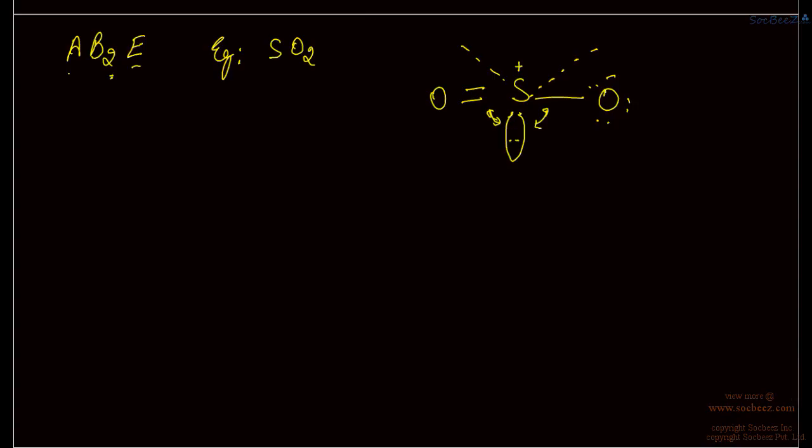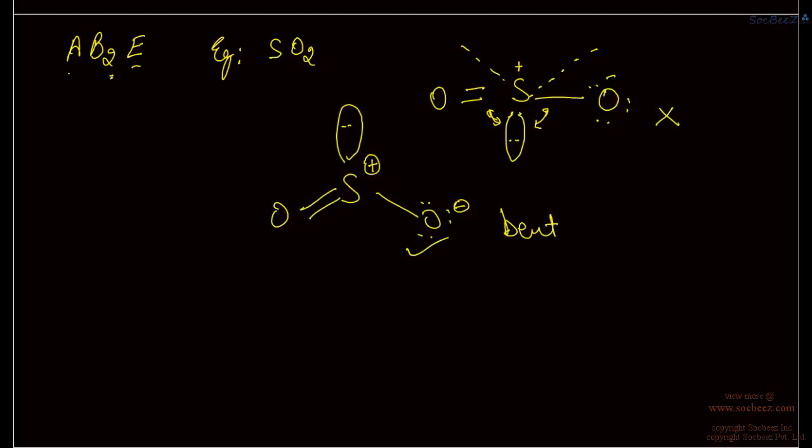Therefore the correct structure for SO2 is this. This is the lone pair, and this is bent or angular shaped. So the correct structure is bent, not linear. This is wrong, this is right, because this structure minimizes the repulsion between lone pair and bond pair, which should be our priority first. There are many other structures.